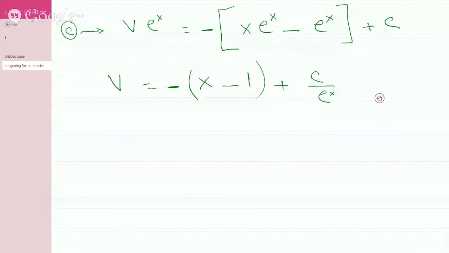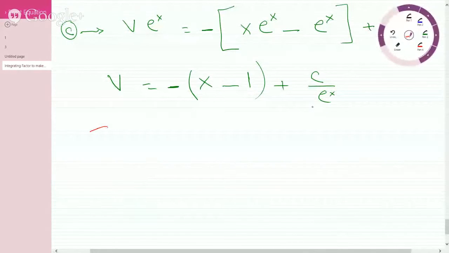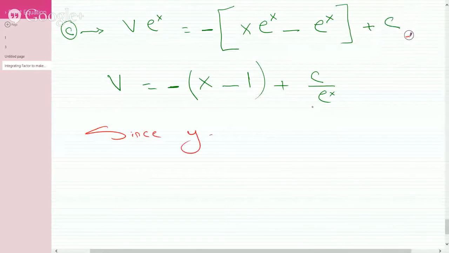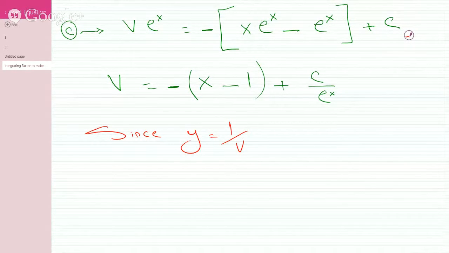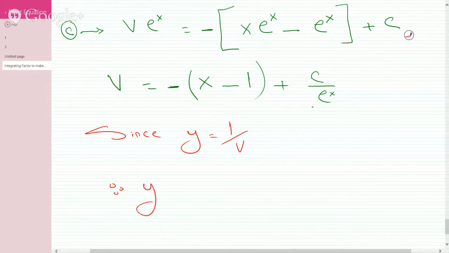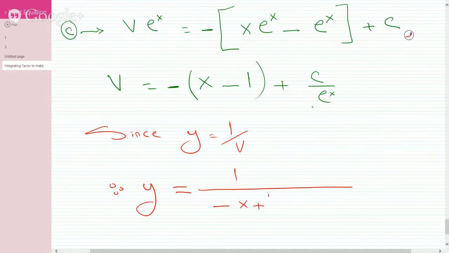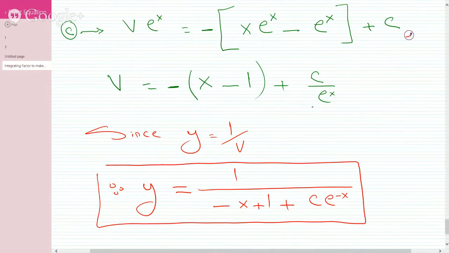So then, since y is equal to 1 over v, all we need to do is take the reciprocal of this, and that will be 1. So therefore, y equals 1 over minus x plus 1 plus c e to the minus x, because if you pull this up, it will be e to the minus x. And this would be the solution of our equation using Bernoulli's equation and making a Bernoulli transformation in the differential equation when it's in that format.